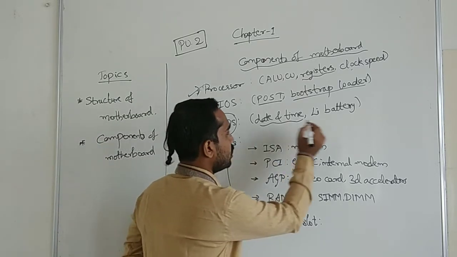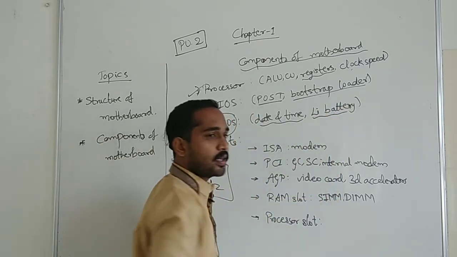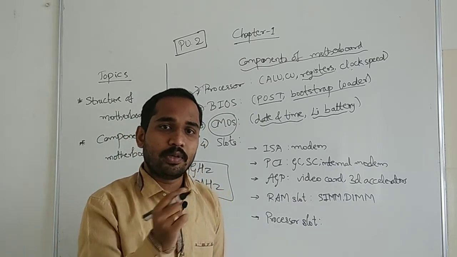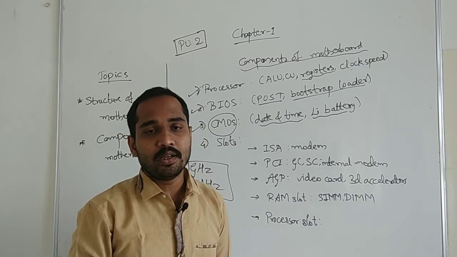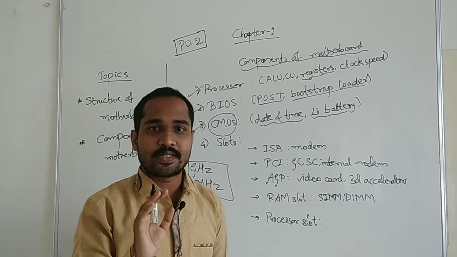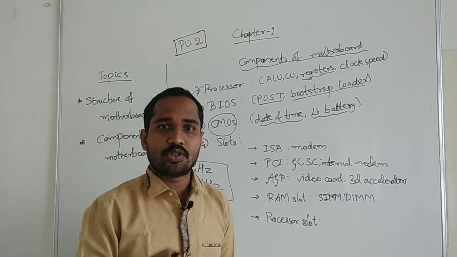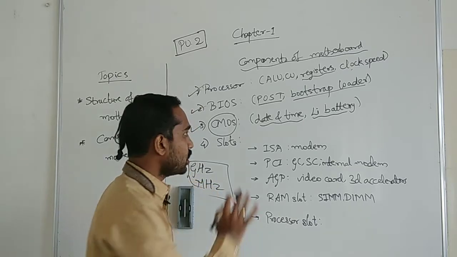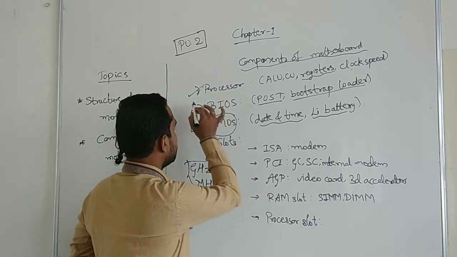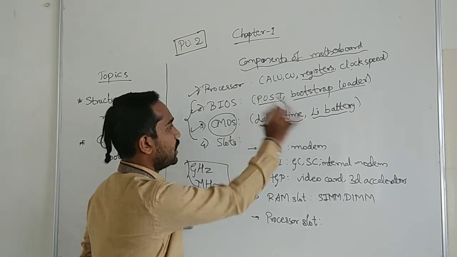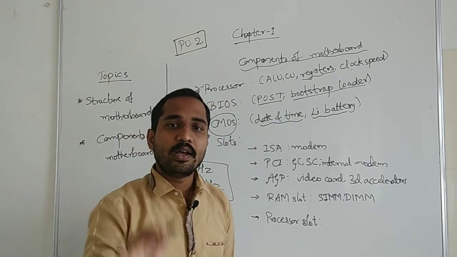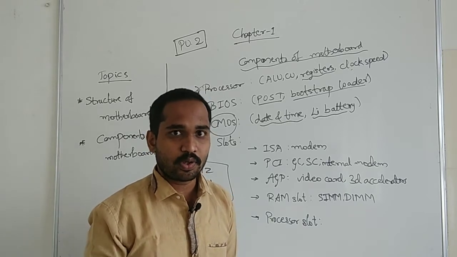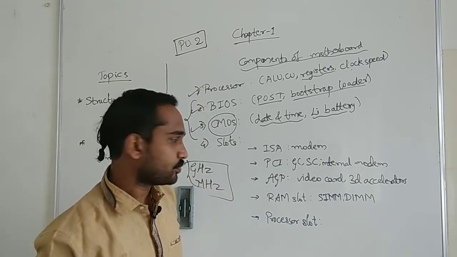So your CMOS always uses a lithium ion battery. It will be powered on using this lithium ion battery, and hence it will be on by itself. Whenever your computer is switched on, it will show you the correct date and time parameter. This is all about CMOS. So this CMOS and BIOS both will be kept on using the lithium ion battery when the computer is switched off. These points you have to remember.